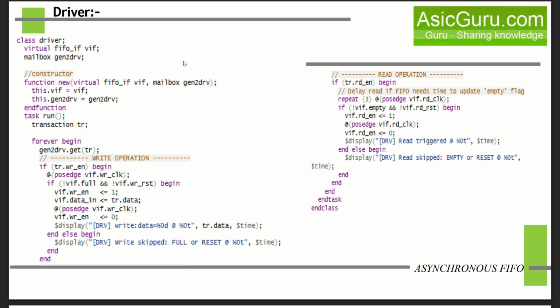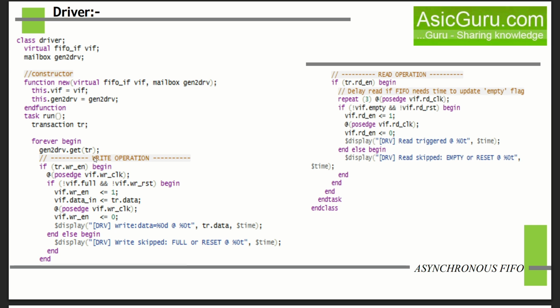Now we will see the driver part. Now the data comes to the driver. The driver will send the data to the interface. Now let's see its code. Class driver, it will instantiate the interface and the mailbox. Here is the constructor where we instantiate the mailbox and the interface. Here is the run task where the driver takes data from the mailbox by using the command .get.